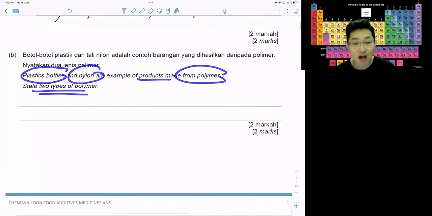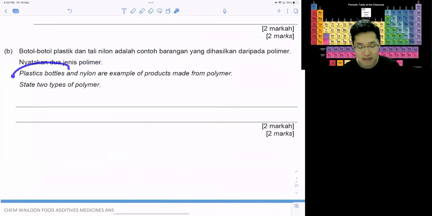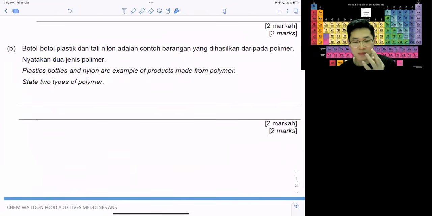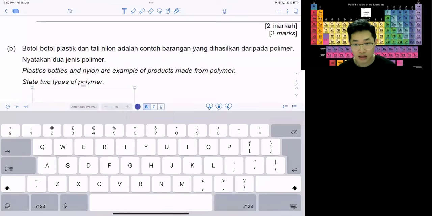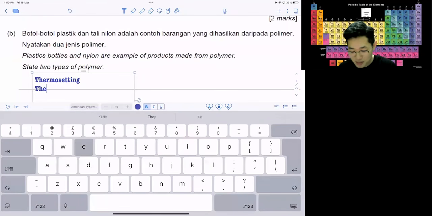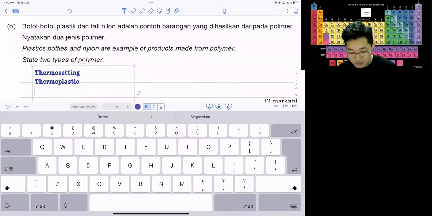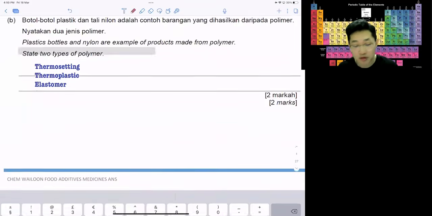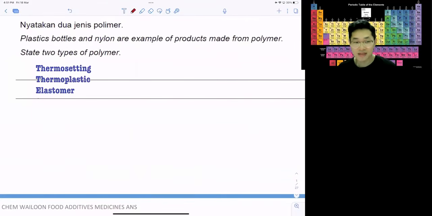State 2 types of polymer. What are the 2 types of polymer? Plastic bottle and nylon. We have 3 types of polymer. What are the 3 types of polymer? Well, you all haven't studied yet. Thermosetting polymer, yes. Thermoplastic, yes. And elastomer. It's okay, I will do this with you in the next class.